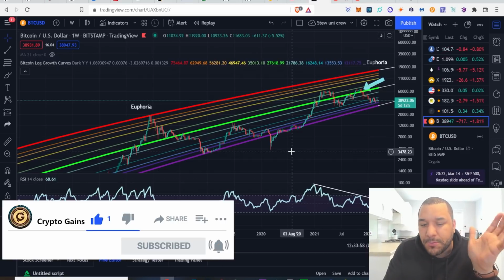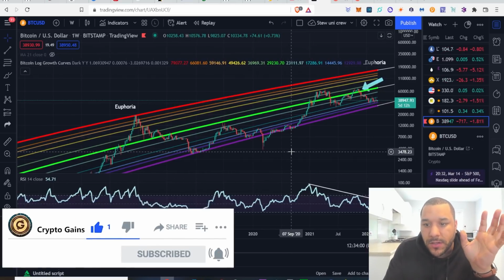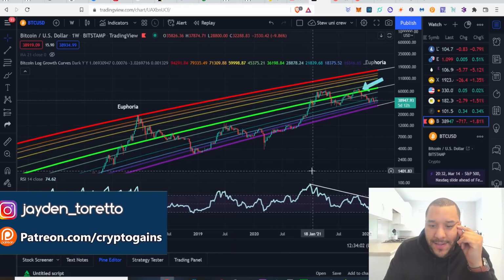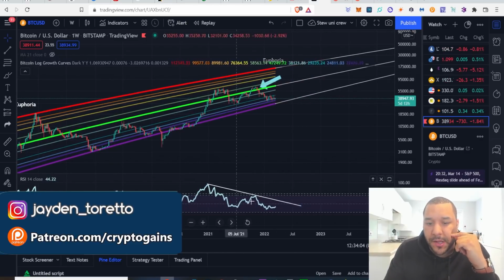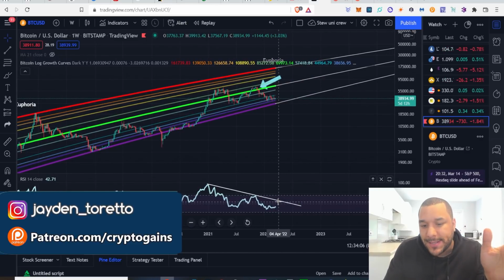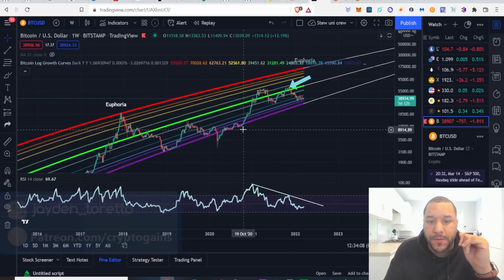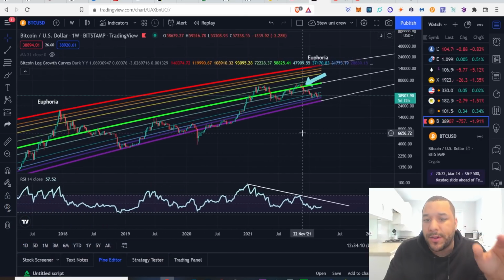I might bring a video on this one. This is the long-term hold one. You can see how I still have my trend line drawn, and I'm waiting for Bitcoin to come up to this trend line and test it. If it breaks it, great, big, powerful moves coming for Bitcoin. But I'll talk more on this in another video.